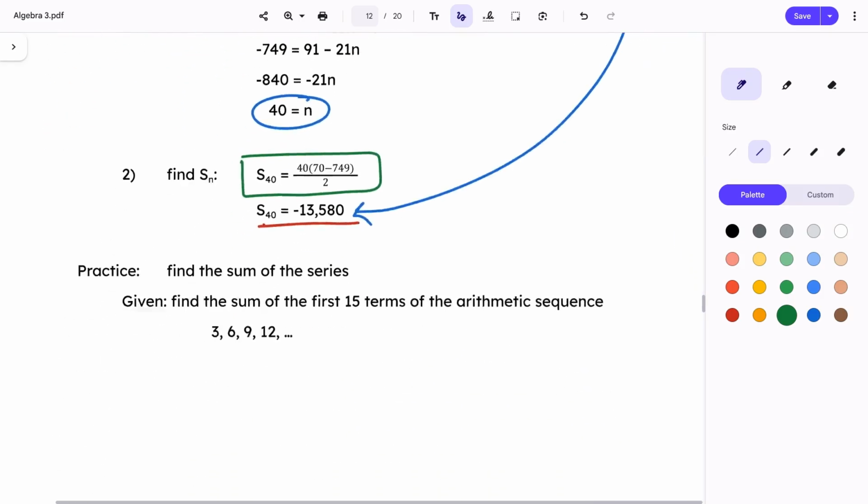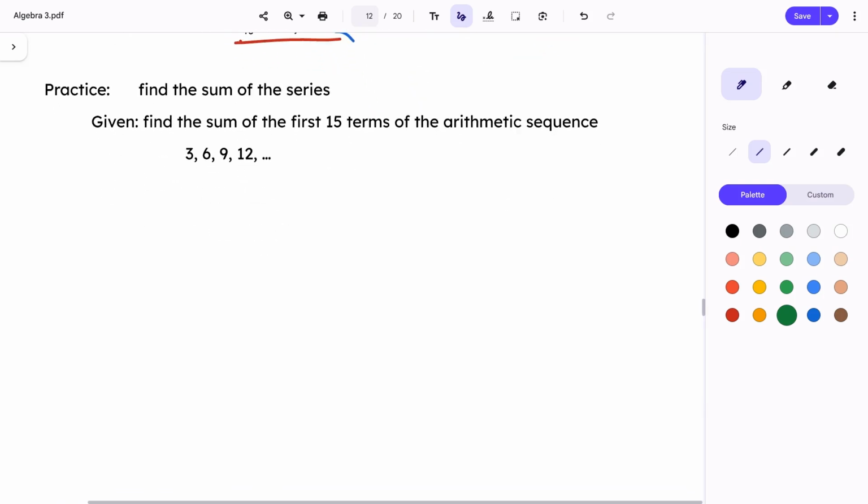So let's do a practice here. I want to find the sum of the first 15 terms of the arithmetic sequence. Do I have enough information for my formula? The formula I was using to find the sum is the number of terms times the first term plus the last term in the parentheses, all over 2. Do we have our first term, the a1? What does the sequence start at? 3. I don't know where it ends though, right? This is the unknown piece.